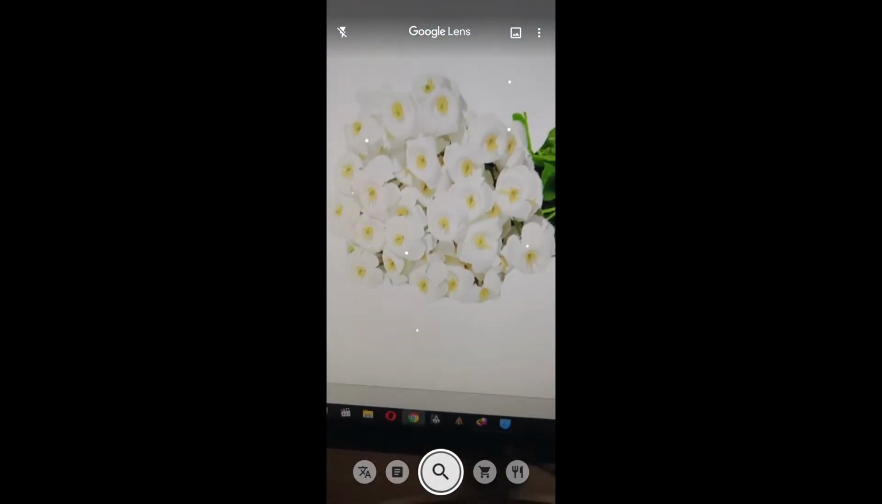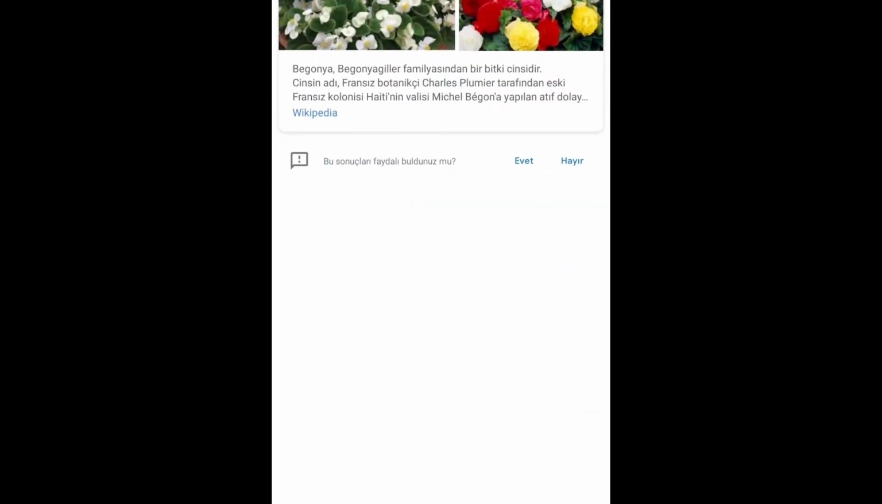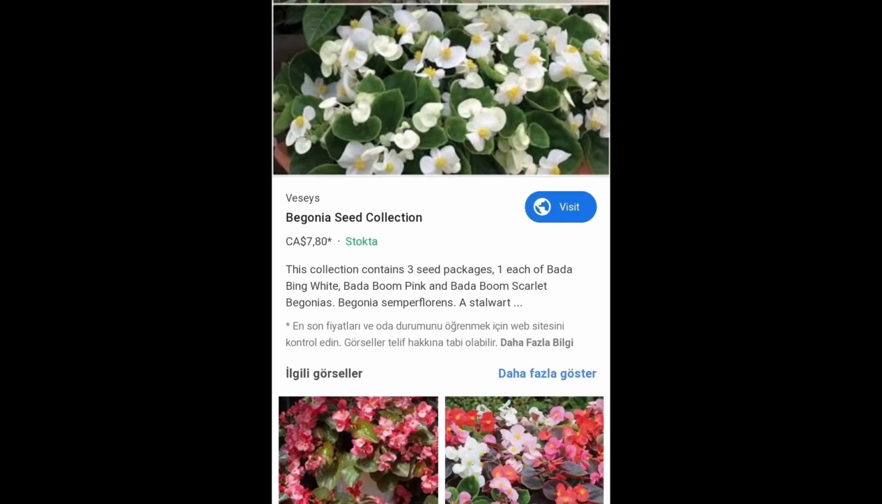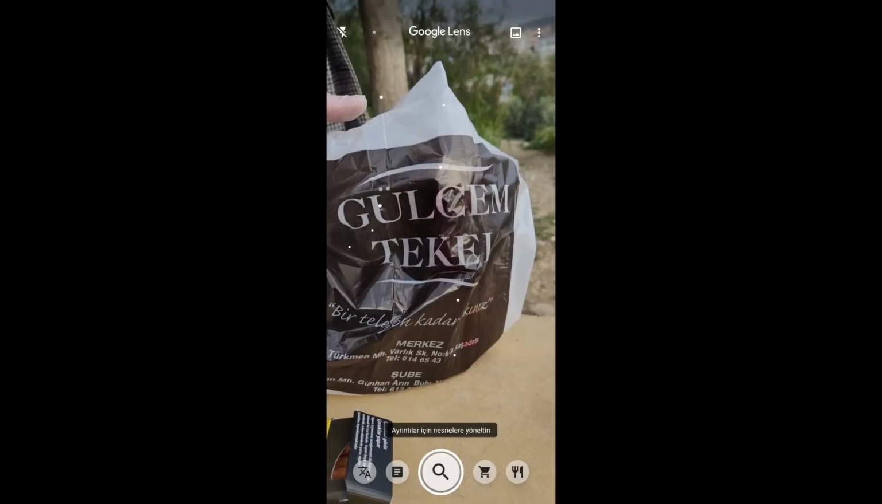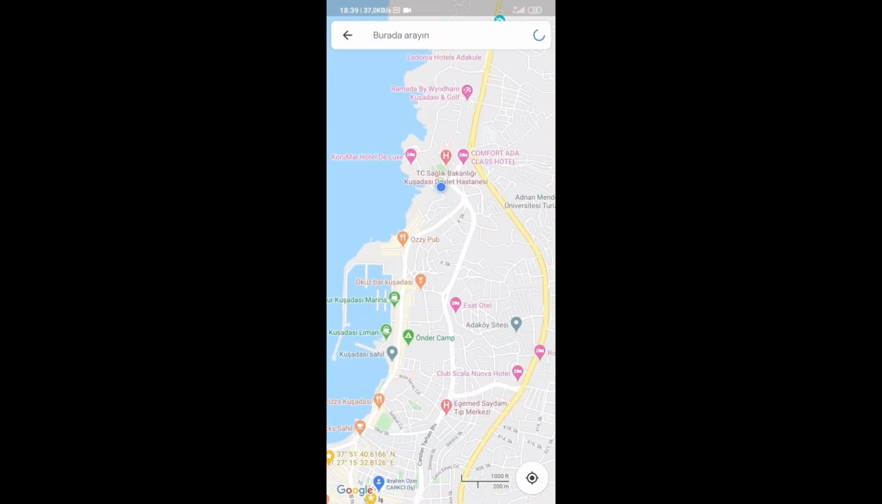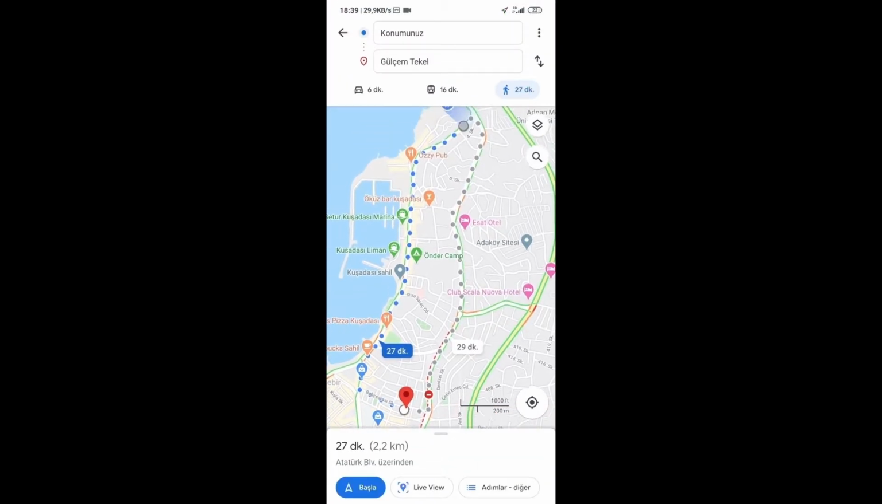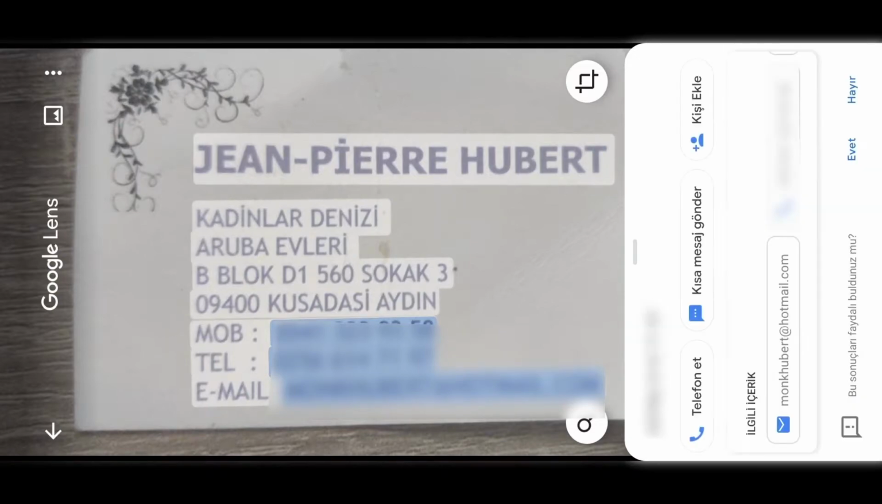With Google Lens, you can quickly find out about flowers, animals, their species and where they live. You can find an unfamiliar car part immediately, get a price and order it. You can find the directions or phone number of a market from the market advertisement on the back. You can hold the lens to a company card, make a call, add it to your phone book or email it.